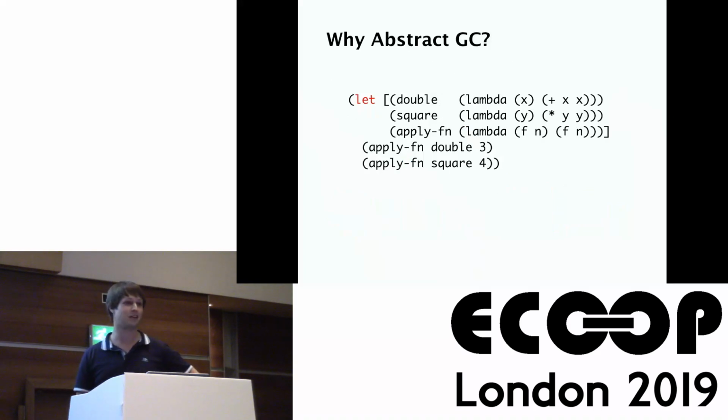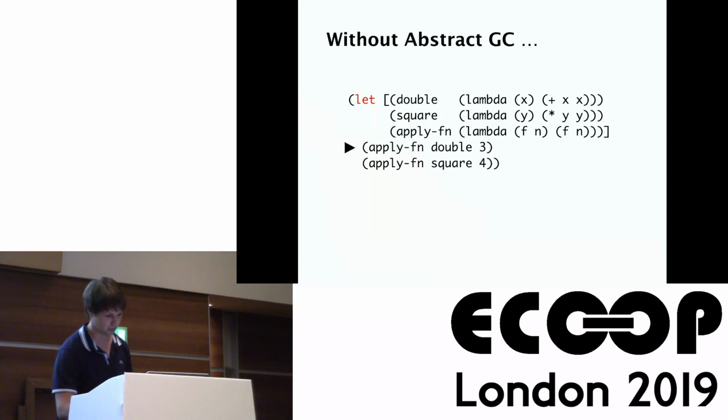So I'll start with the context here, which is abstract garbage collection, and explain why we need it using a motivating example. So we have a very simple Scheme program here, one that has a double function, a square function, and an apply function. It applies double to 3, applies square to 4. And let us say that we want to analyze this program using an abstract interpreter that does not employ abstract garbage collection. So let's see what happens.